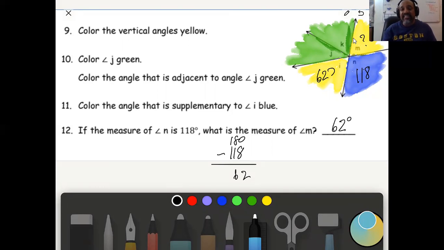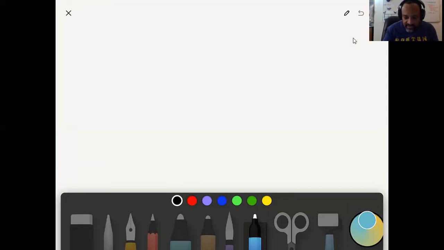Okay, now that's it. I hope you understand complementary angles, angles that add up to 90 degrees, supplementary angles, angles that add up to 180 degrees, vertical angles basically are equal to each other. Two straight lines create two pairs of vertical angles, and adjacent angles are just angles that have a common side and a common vertex. All right, so where's my next slide?